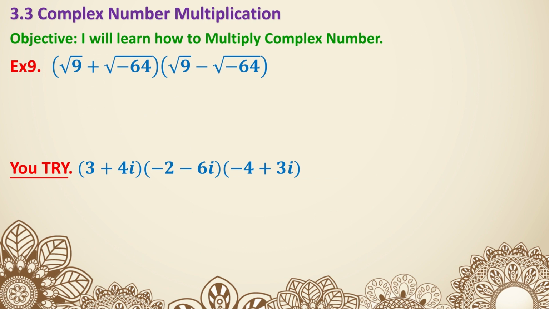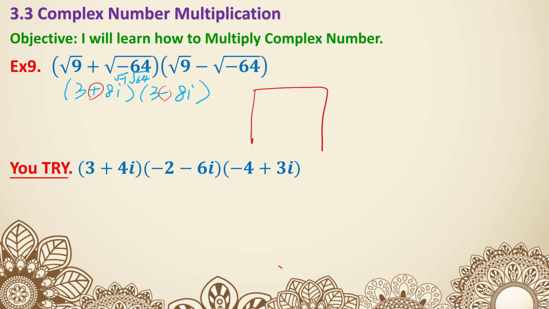Example 9. Same thing. Well, this time we do need to actually convert both of the square roots. So that is going to be a 3, and square root of negative 64 is a square root of negative 1 times square root of 64, which is an 8i. So it's 3 plus 8i times 3 minus 8i. If you forgot how special these two are, well, they are conjugates because one is a positive, the other is a negative. So let's still multiply.